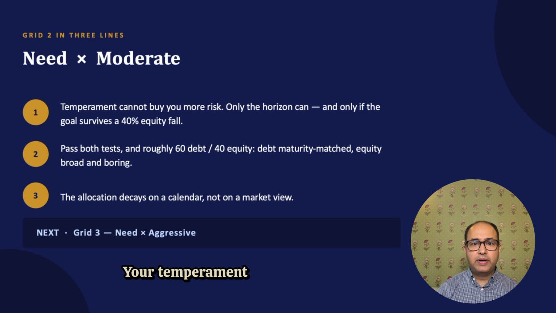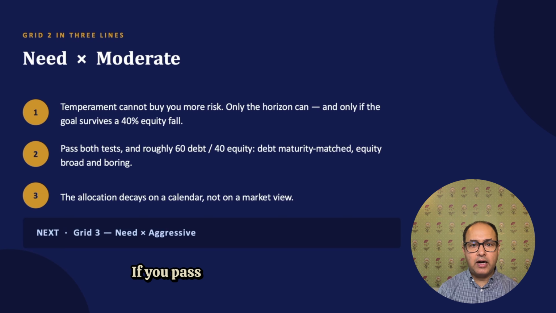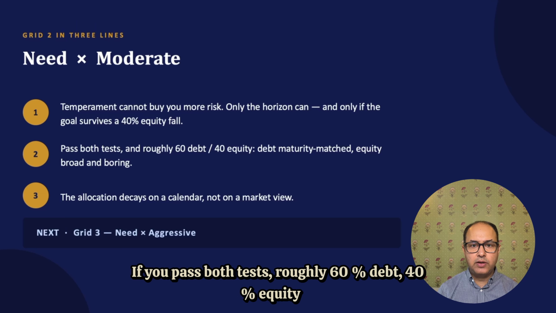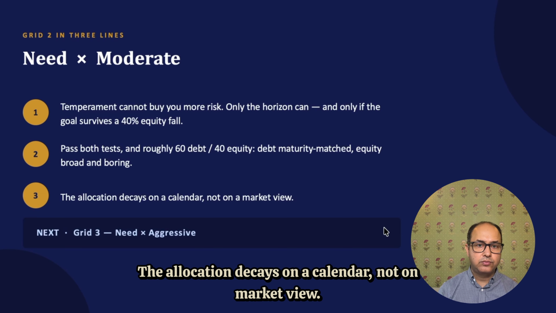1, your temperament cannot buy you more risk in the need bucket. Only the horizon can. Only if the goal survives a 40% equity fall. 2, if you pass both tests, roughly 60% debt, 40% equity. 3, the allocation decays on a calendar, not on market view.